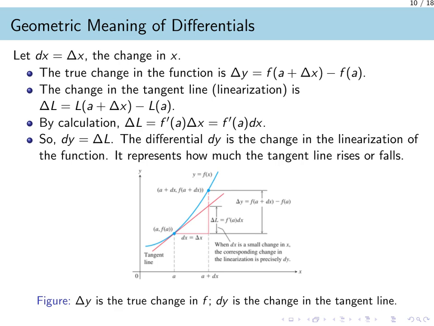The definition of the tangent line's slope means that this change, delta L, is exactly equal to the derivative f prime of a times dx. And since we defined the differential dy to be that very same product, it means dy is precisely the change in the linearization. Do not confuse the differential dy with the actual change delta y. One is the change in the tangent line, while the other is the change in the function itself. The essential idea is that the differential dy represents the exact change in height along the tangent line for a given step dx.